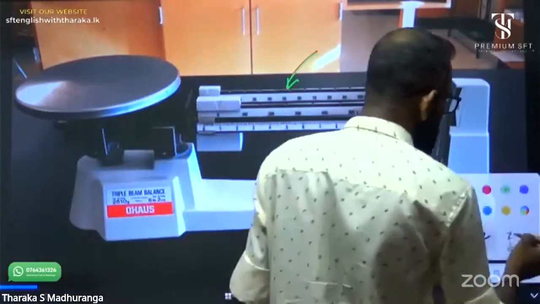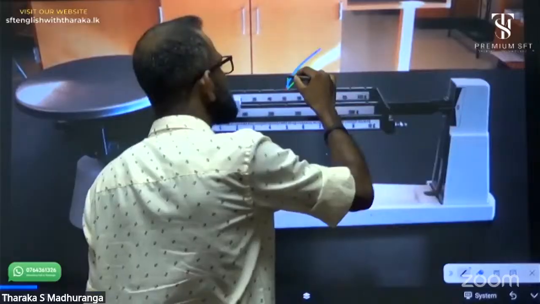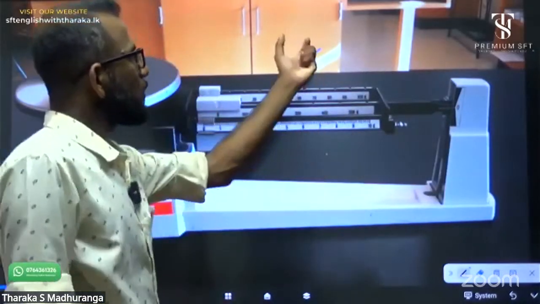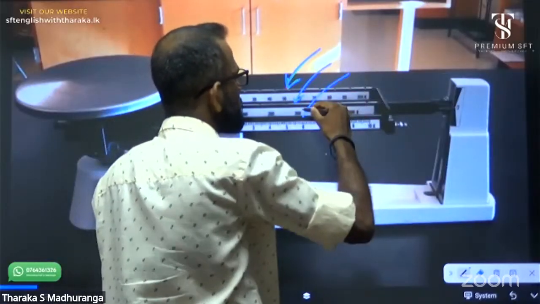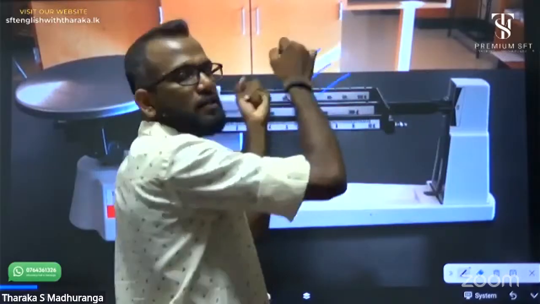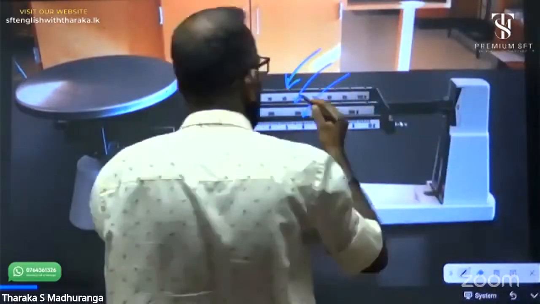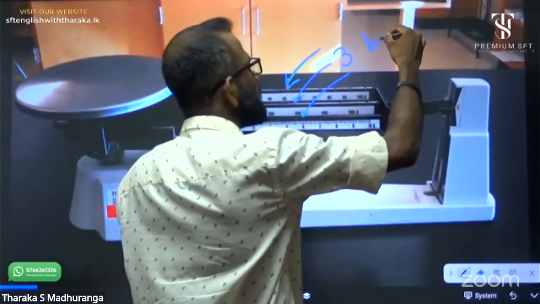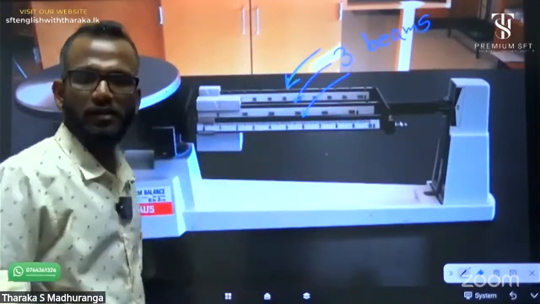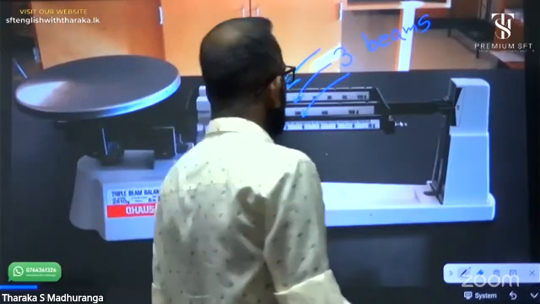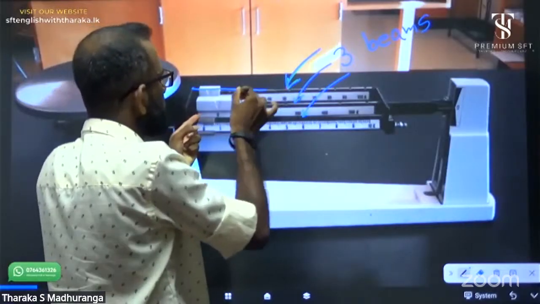Can you see this color? Let's take it as blue. Now you can see that. This is the first beam, this is the middle beam, and this is the third beam. It has three beams. Beams are bars, just rods.